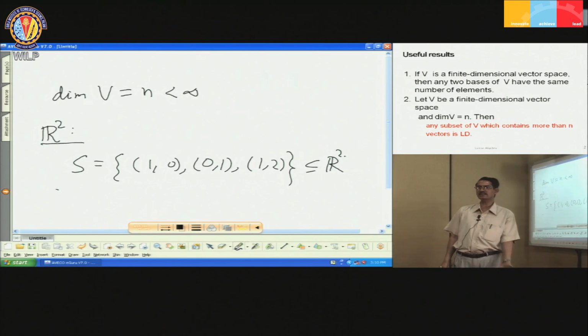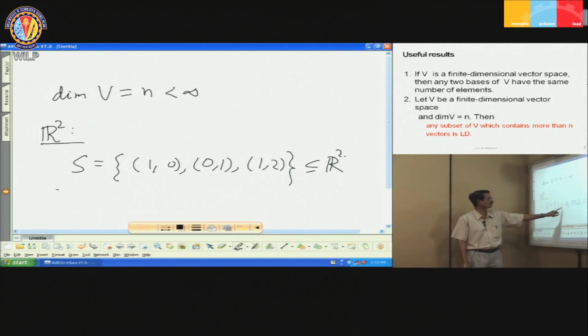Then whether S is linearly dependent or independent, there is no need of checking anything. Look here: the dimension of V is equal to n and n is finite; the dimension of R2 is 2 and 2 is finite. Therefore, any set which consists of more than n elements, where n is the dimension of V, is linearly dependent.